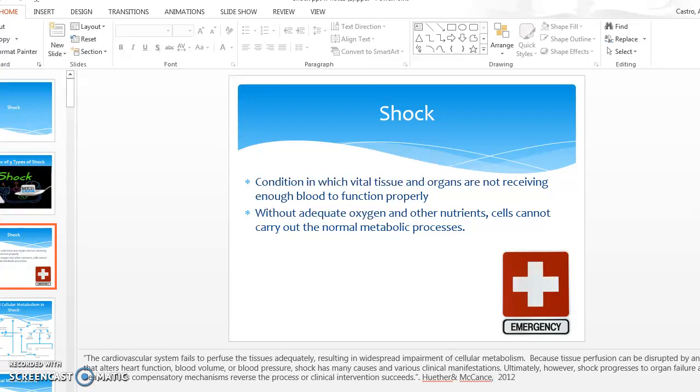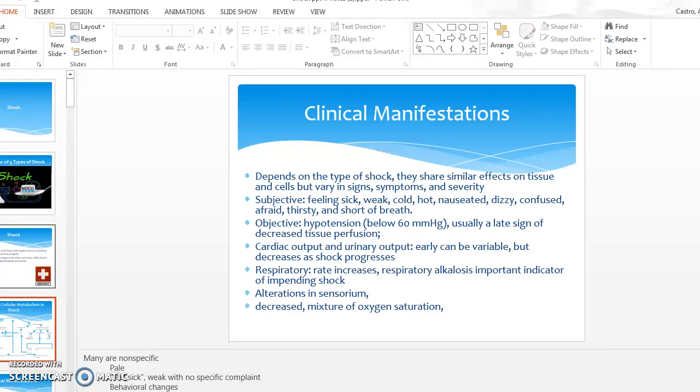So if not treated, this is basically our last step before the patient codes and dies, multi-system organ failure. And if we don't catch it fast, remember that with prolonged hypoxia we have necrosis of tissue. So this is not a good thing at all.